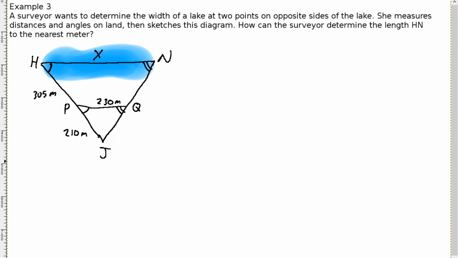Take a look at example 3 here. A surveyor wants to determine the width of a lake at 2 points on opposite sides of the lake, so H to N. She measures distances and angles on land, then sketches this diagram. How can the surveyor determine the length H to N to the nearest meter?